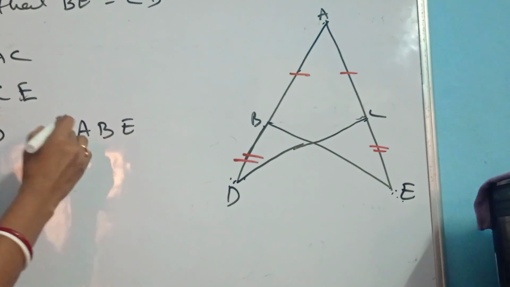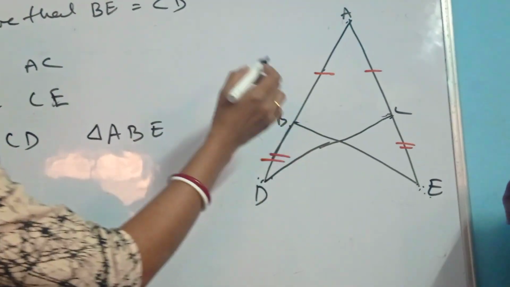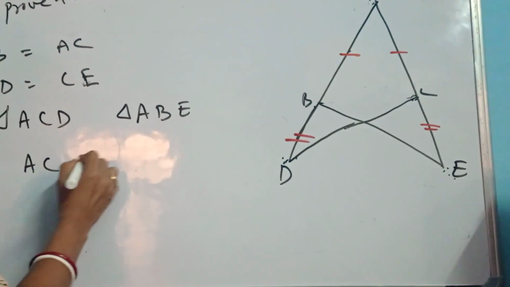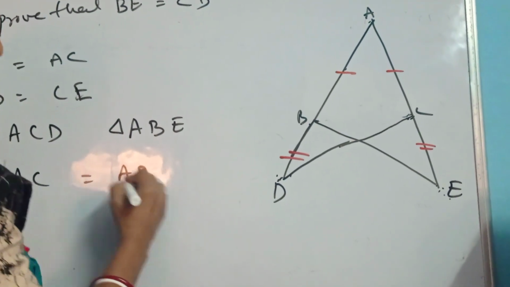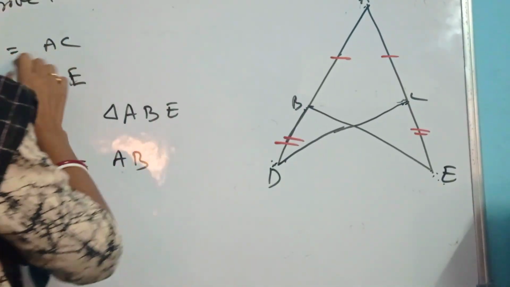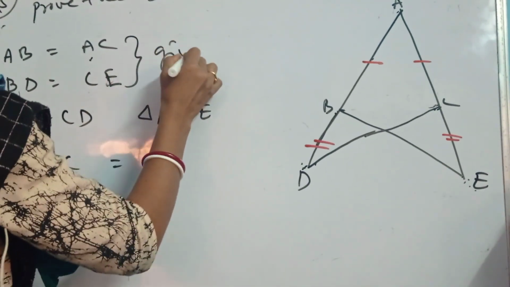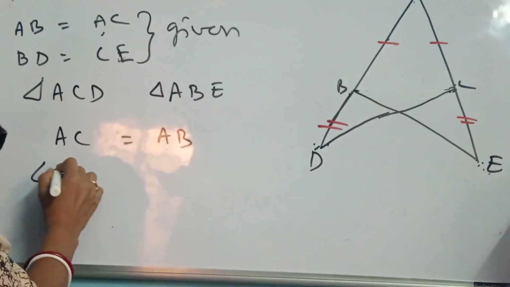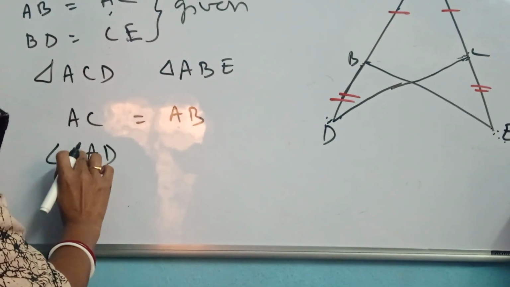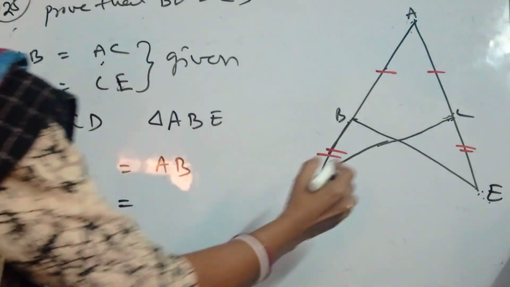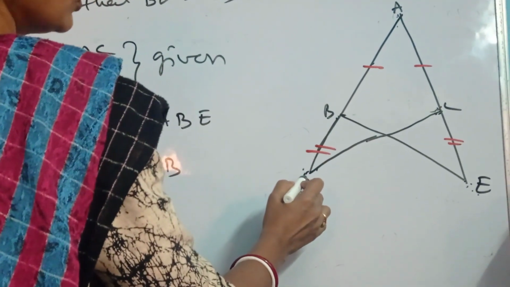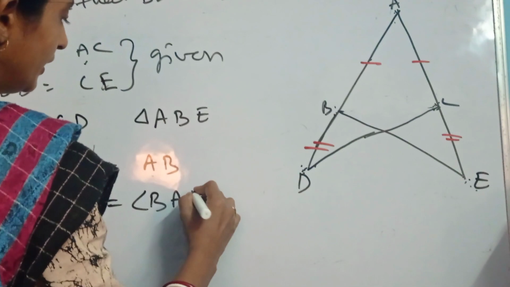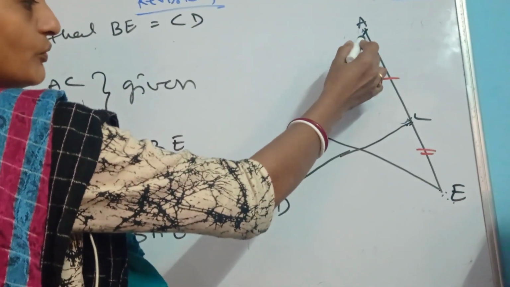Out of these two triangles, what are the things you have in common? First one, if I am considering ACD, what we have? AC, that is equal to what? AB. Yes, I can write AC equal to AB. Yes, it is given here. These two have been given here. Then angle CAD is equal to angle BAE. Yes or no? Yes, this is common for both the triangles.